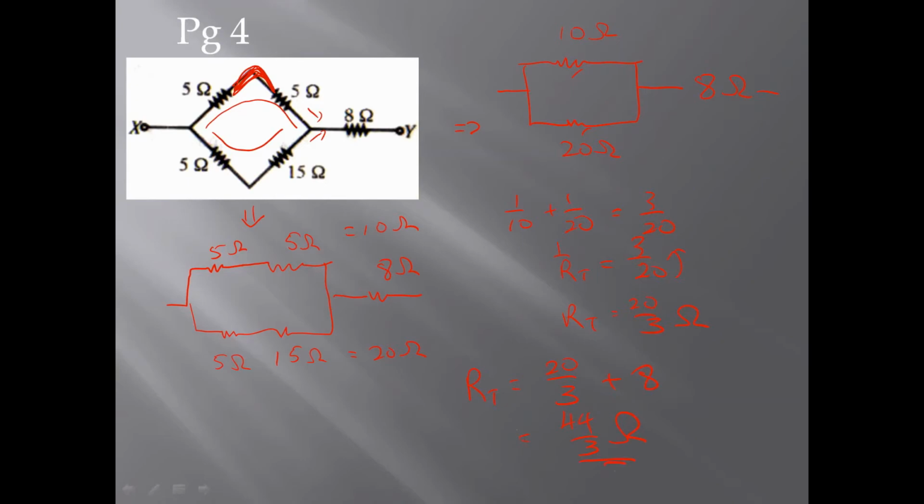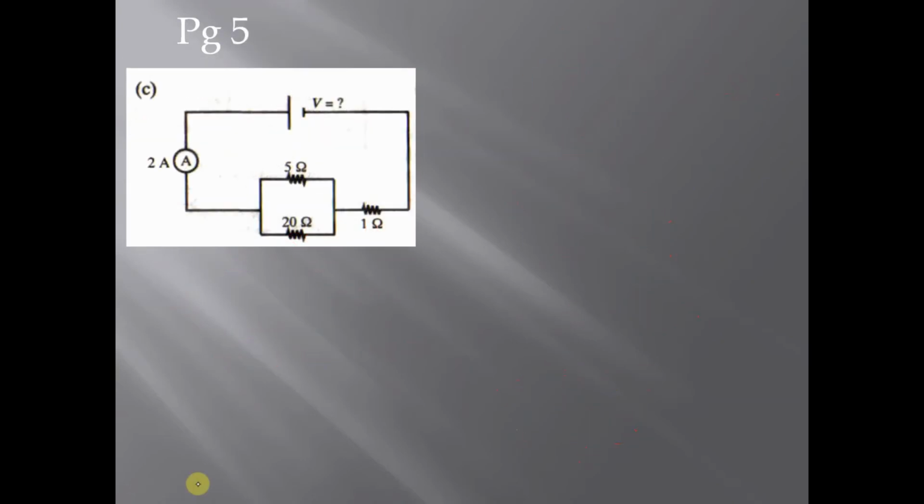Okay, another example to share with you like this. Same thing, what are you going to do? I think you've got the use of it. So with this and this combined, 1/5 plus 1/20. What does it become here? So you get 5/20, you get 1/4. So this becomes 1 over total resistance is 1/4. So total resistance becomes 4 ohm, flip over.